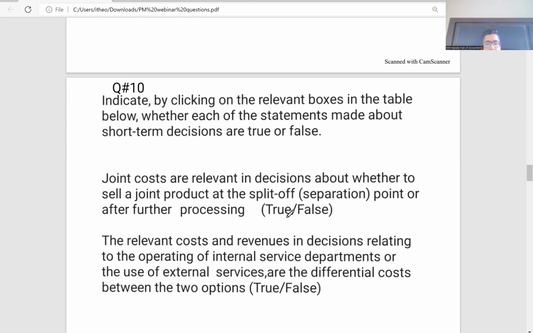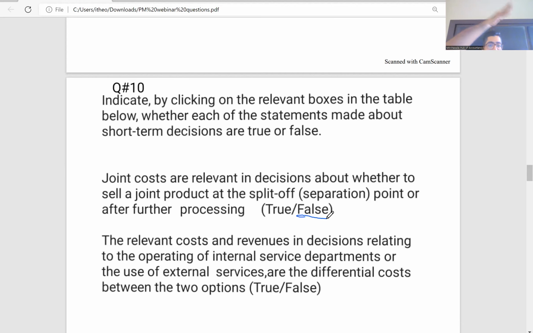I have taught you in classes that when you have to take a decision about whether to sell product at split-off point or process further, you take incremental costs and incremental revenues. Joint costs that are incurred in the past are sunk costs, they are not relevant. So this statement is false. Joint costs are never relevant. Future costs, incremental costs are relevant.